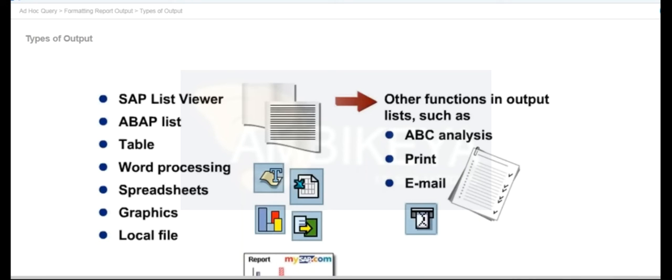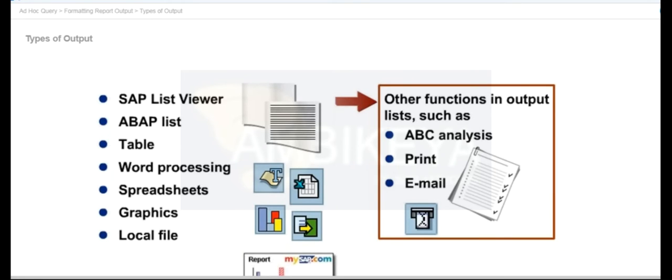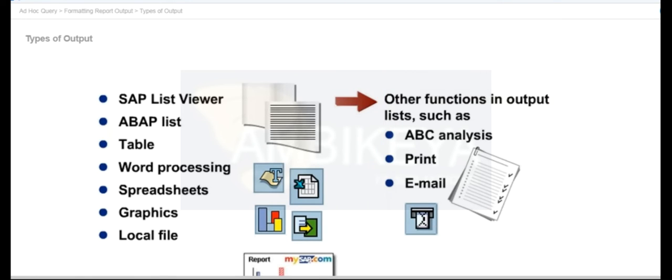You can select the type of output, which determines how data is displayed when output. You can choose from various types of list output and export functions. For example, you can output data for spreadsheets. In this case, a list is not output to the screen. Instead, the report is copied to a file that you can then edit by using a spreadsheet program.